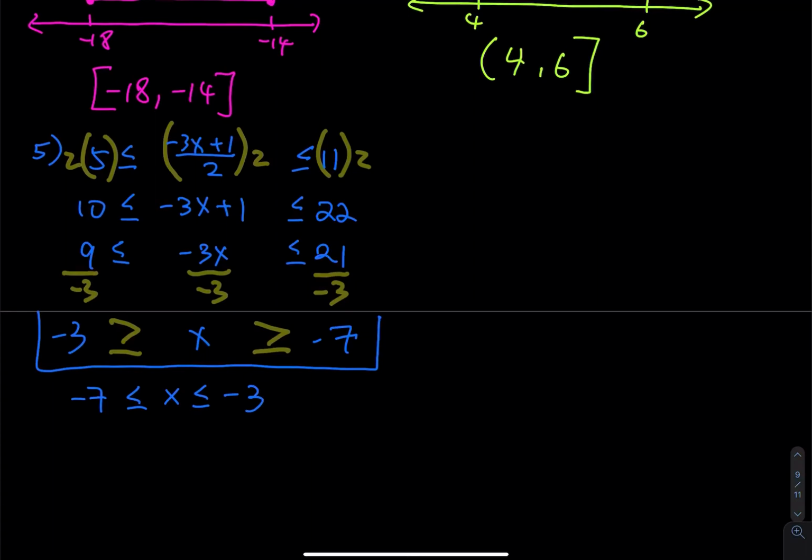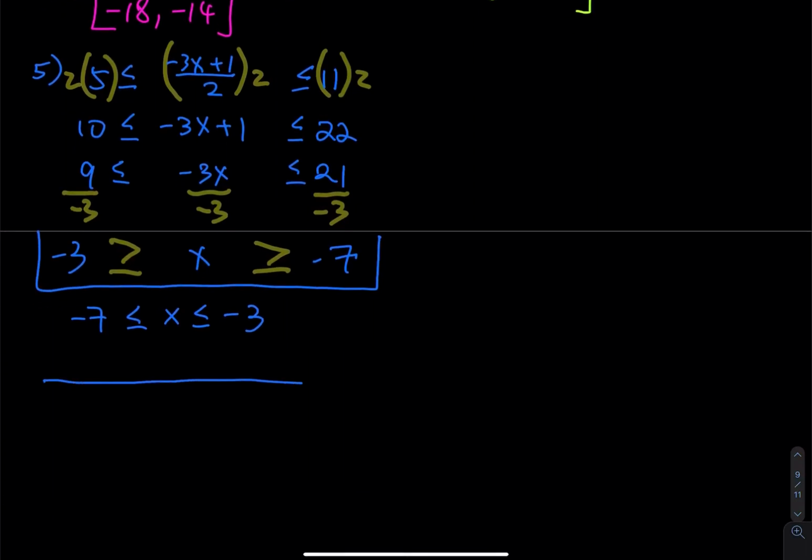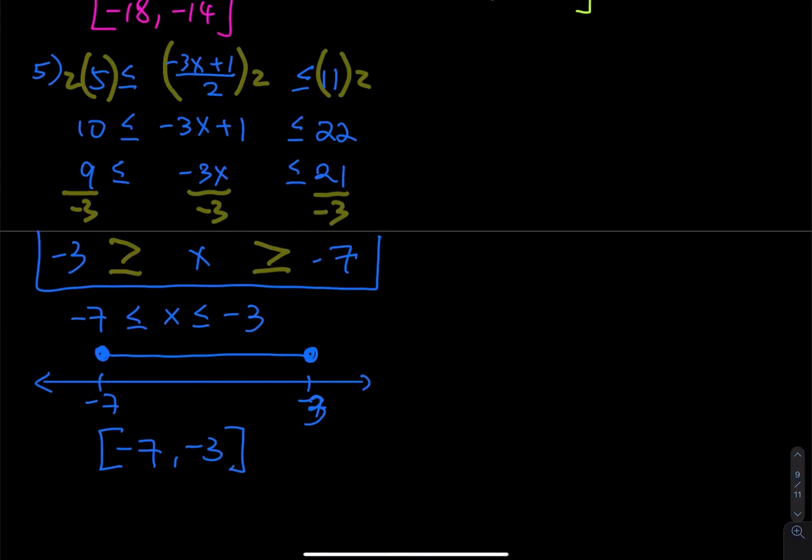All right. Number line, negative 7, negative 3. So between them, there is an equal. So we use 2 solid circles. So this will be negative 3, right? So square bracket, negative 7, negative 3, square bracket. Last one, number 6.